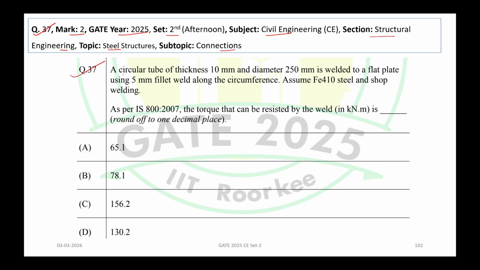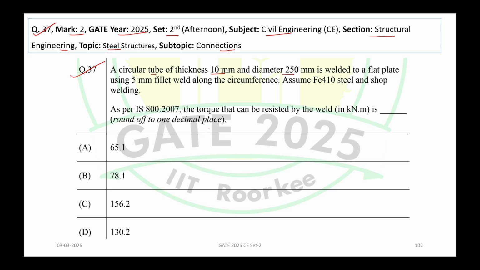Question 37: a circular tube of thickness 10 mm and diameter 250 mm is welded to a flat plate using 5 mm fillet weld along the circumference. Assume Fe410 steel and shop welding. As per IS 800-2007, the torque that can be resisted by the weld in kilonewton meter, rounded off to 1 decimal place, is?